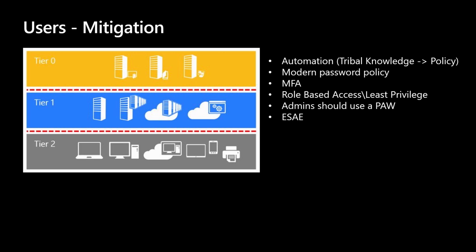Quest obviously has a tool for this. Active Roles is one that I like to use, and I'll give you a link to all these at the end. But automation is huge. Then let's make sure we have a modern password policy. Let's make sure users know how to create good passwords that aren't easily guessed, but they can easily remember. Turn on multi-factor authentication. So something you know, and also something you have.